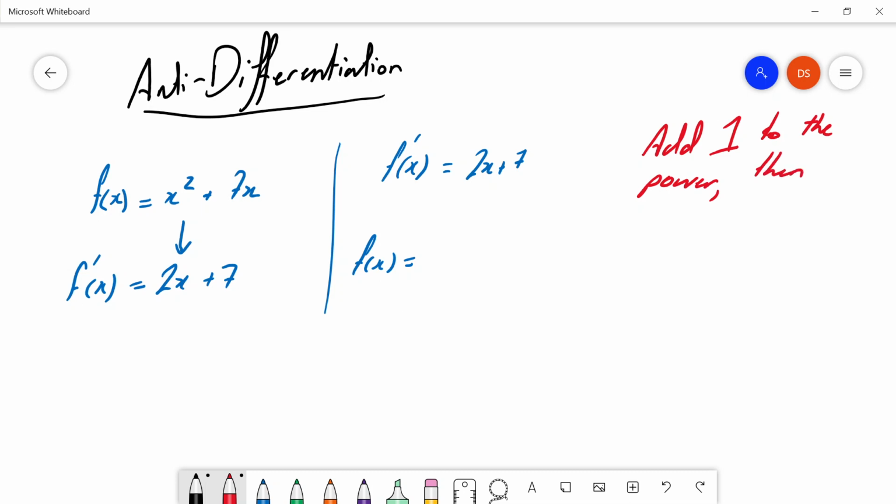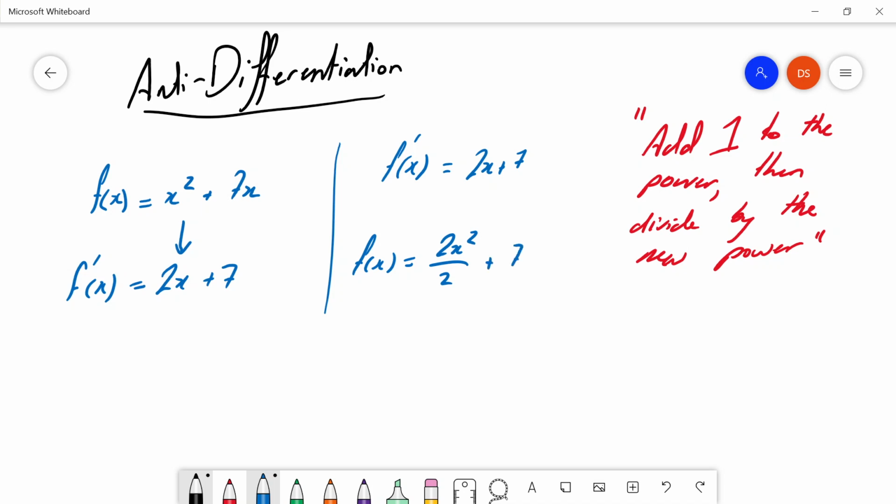and then divide by the new power, because this is the opposite of multiplying by the power, isn't it? So add one to the power and divide by the new power. This should give us back what we had. So let's see. Add one to the power, divide by the new power. Did we get what we wanted?